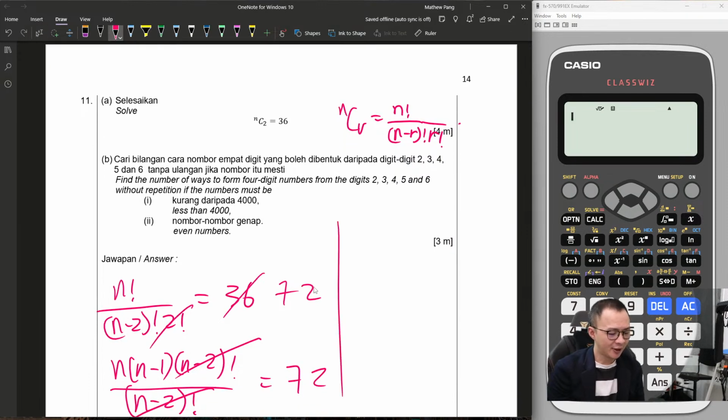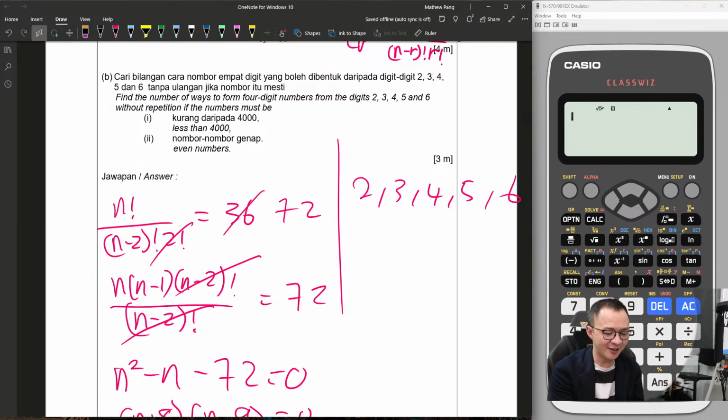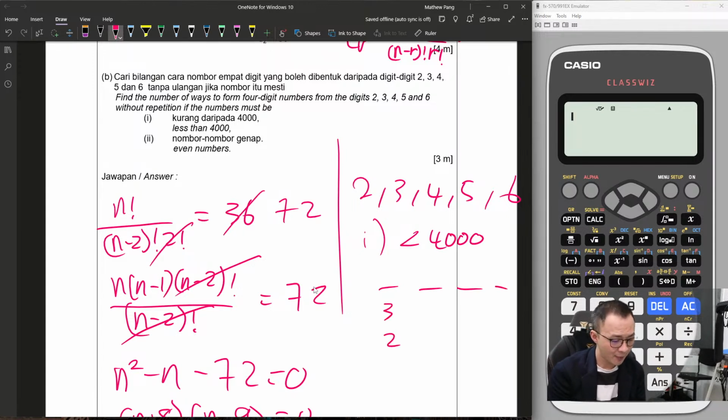Permutation. Find the number of ways to form 4-digit numbers from 2, 3, 4, 5, 6. You have 5 digits here, you want to use 4 digits, right? Without repetition, and the number must be less than 4,000. So I want the 4-digit number to be less than 4,000. That means the first place must be either 3 or 2, isn't it? Does the question say even or odd number? No, not yet, right? Okay, yeah.